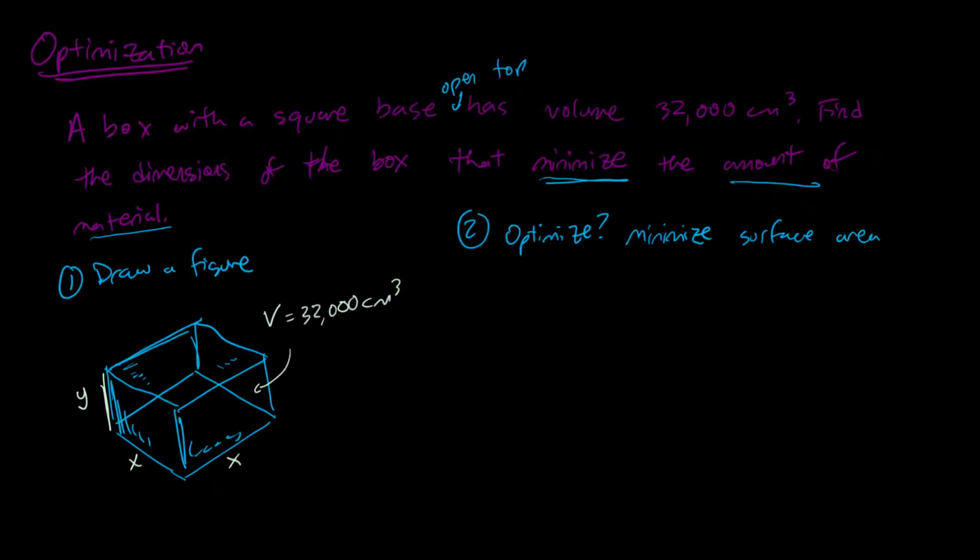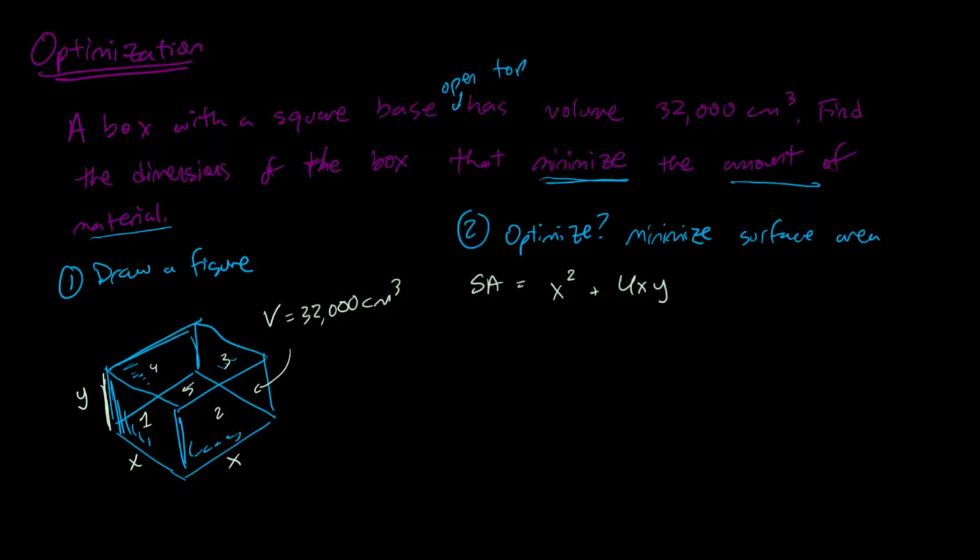And so it might be a good idea to try to characterize what the surface area of this box is. If I'm thinking about surface area of this box, that means I have to calculate the area of all these faces and then add them all together. I know that the base is going to have area x by x because it's square, and then each of the sides is going to have an area of y times x, and I have 4 of those. So that's 4x times y. And this is the function that we're trying to minimize.